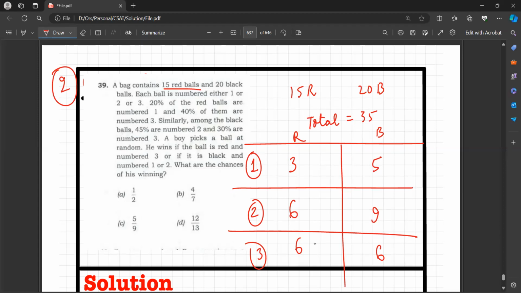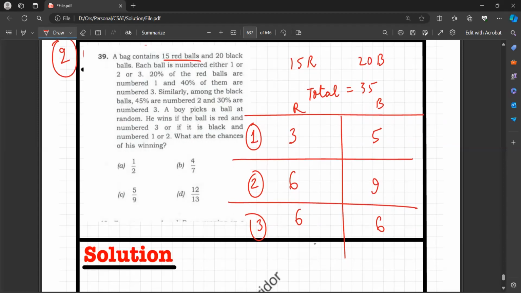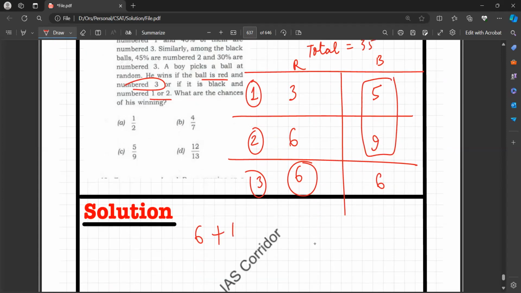He wins if the ball is red and numbered 3. How many red balls? Numbered 3 means 6, plus if it is black and numbered 1 or 2. How many black numbered 1 or 2? 14. Right? Divided by total number, how much? 35. So 20 by 35. If you cancel this by 5, 5 4s are 20 divided by 35. So the answer would be 4 by 7. Got it?